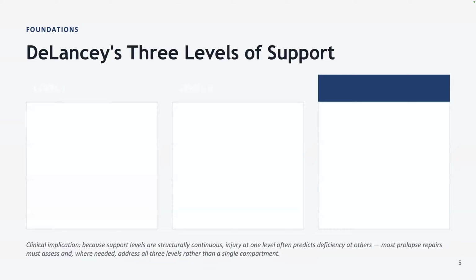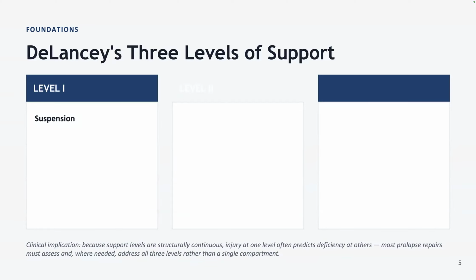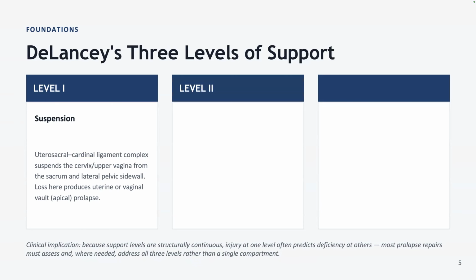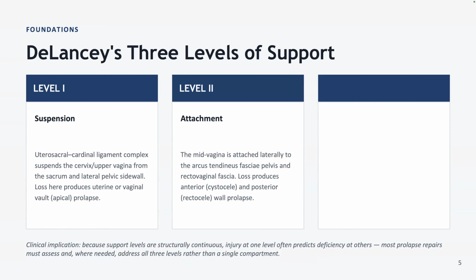So, DeLancey's 3 levels of support. Level 1 is suspension. They are the uterosacral and cardinal ligament complex, suspending the cervix and upper vagina from the sacrum to the lateral pelvic sidewall. Loss here produces uterine or vaginal vault prolapse. Level 2 is the attachment. The mid-vagina is attached laterally to the arcus tendineus fascia pelvis and rectovaginal fascia. Loss here produces anteriorly a cystocele and posteriorly a rectocele.